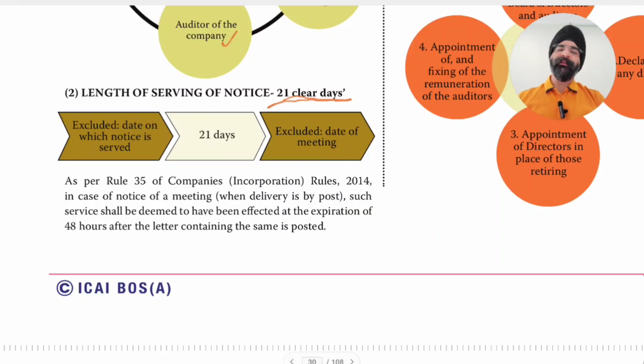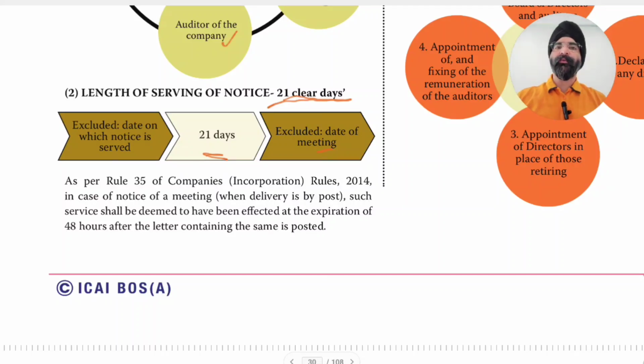The date on which you have sent the notice, like if you are sending by post, then the date of receipt at the post office, or in case you are sending by email, then the date on which the notice is sent, that particular date is not to be counted in the 21 clear days. Also exclude the date of meeting. The date on which the meeting is to be held is also to be excluded. So in that sense we have to give 21 clear days. The clear days come to 23 days, because the date of sending and the date of meeting are to be excluded.